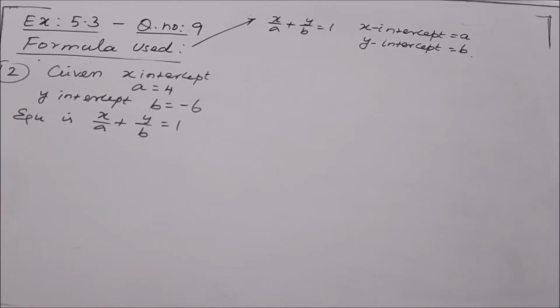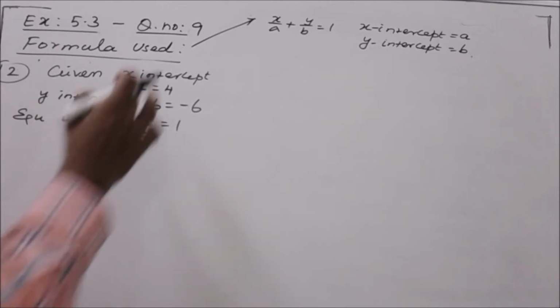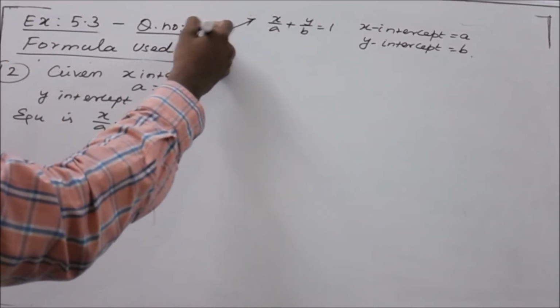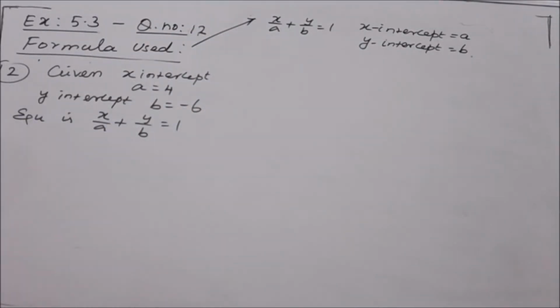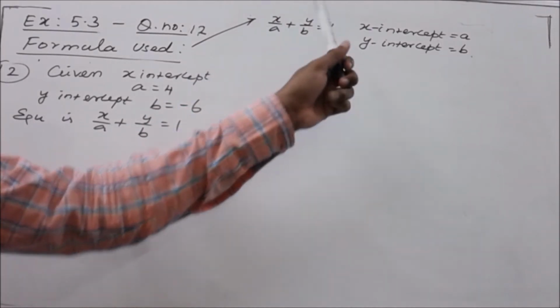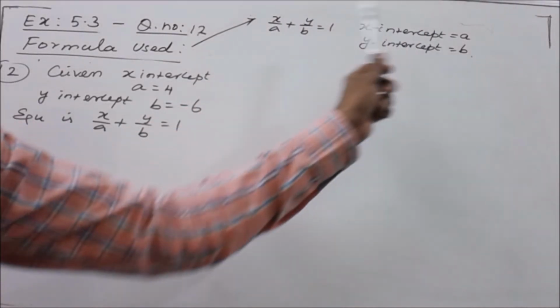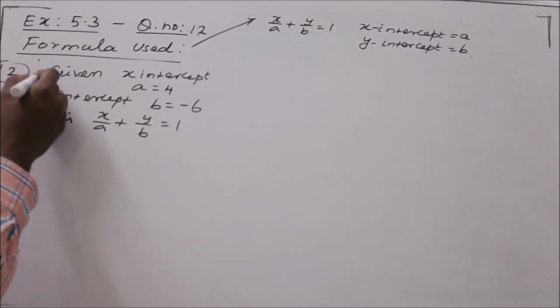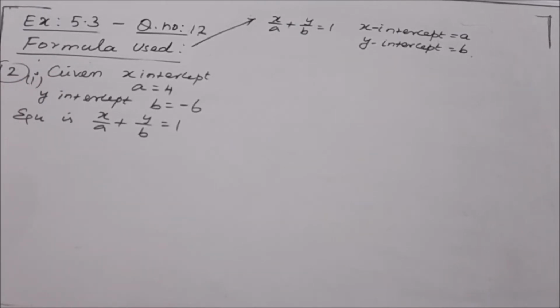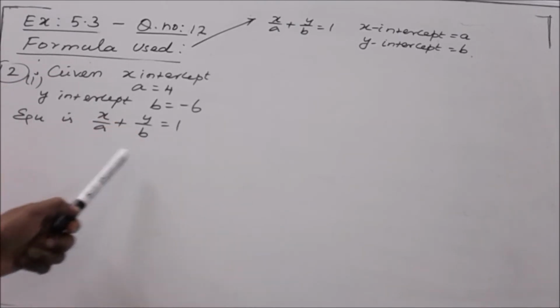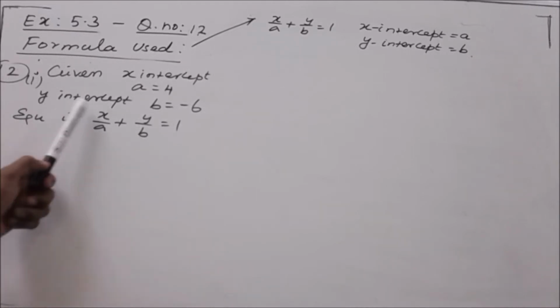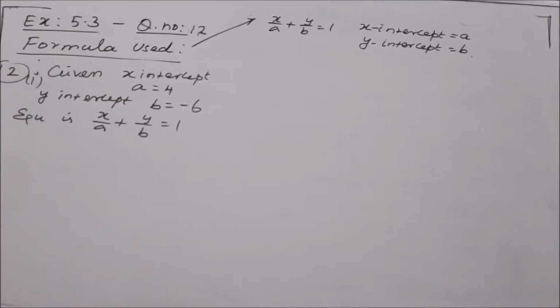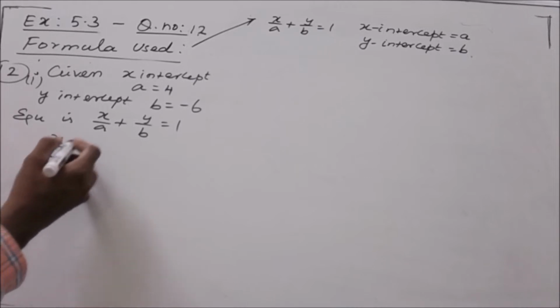Next, exercise 5.3, question number 12, based on intercepts. Equation of a line in intercept form: x/a + y/b = 1, where a is the x-intercept and b is the y-intercept. Given question 12, subdivision 1, x-intercept a = 4 and y-intercept b = -6. Just substitute in this equation.